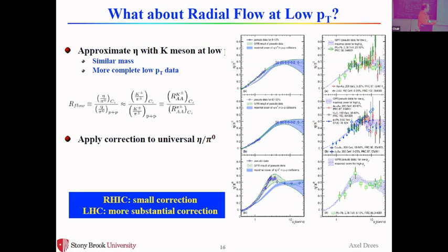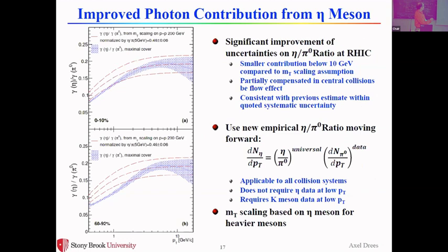And at RHIC energies, it's actually surprisingly not so different. This is a more important effect at the LHC, and it's in good agreement with all the various available data, which is here on the right-hand side. And if you compare that at the photon level, the top plot here is photons from eta over photons from pi zero. The blue band for central collisions is our new estimate compared to the previous estimate. Clear improvement of the systematics.